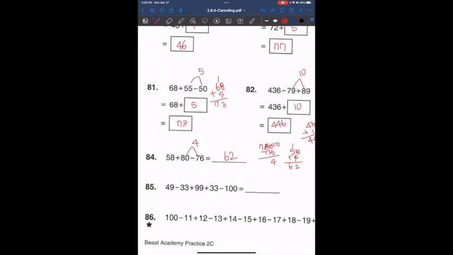So right away we have negative 33 and plus 33. So they cancel out completely because they're the same number, just positive and negative. So they add up to zero.